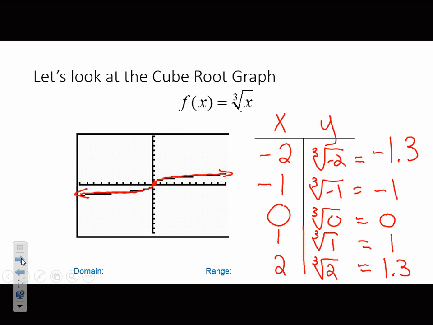Now, if I can pick any x value that I want, and I can get any y value that I want, that means there's not going to be any restraints on our domain and range. So for every cube root, every single one of them, ladies and gentlemen, you can use all real numbers. So the domain is going to be x such that x equals all real numbers. And the range is going to be y such that y equals all real numbers. Every time, ladies and gentlemen. Every time. Alright. Moving on.